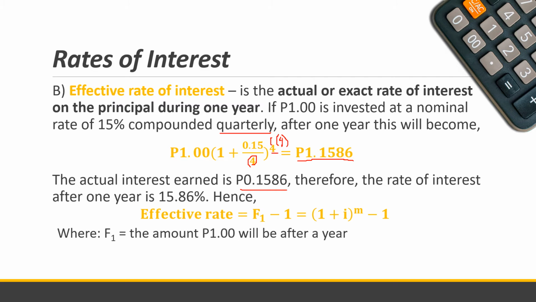So the effective rate of interest will be F1 minus 1, or 1 plus I over M to the M, minus 1. Given that the principal at first is 1 peso, F1 is the amount 1 peso will be after a year. That is the effective rate of interest.